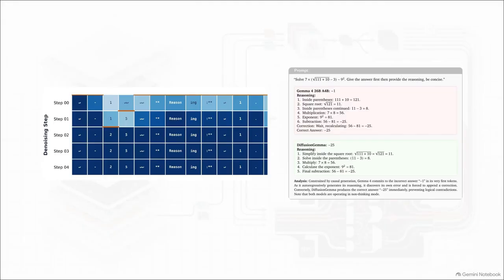To put that into perspective, let's look at a specific math reasoning problem. The prompt asks the AI to solve a tricky equation. A standard AR model forced to generate left to right commits to the wrong answer, like -1 in its very first tokens. As it generates its reasoning later in the sequence, it basically realizes it messed up. But it's too late. It just awkwardly appends a correction at the end. But with DiffusionGemma, because the reasoning and the answer co-evolve simultaneously across the whole canvas, it initially considers -1 as well, but then catches the error and self-corrects to the right answer, -25, in just 5 steps. The future tokens literally reach back and fix the past tokens.